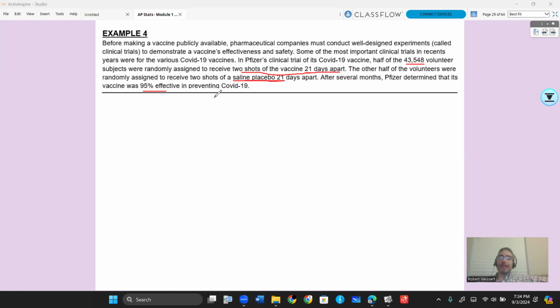43,548 people is a lot of volunteers. So I don't think putting all their names in a hat is probably the way that they went about separating them. They most likely did a random number generator or used a spreadsheet to help balance them out. In any case, let's look at how to set this up. So first part is, how could they have randomly assigned the 43,548 subjects to the 2 treatments in a completely randomized design?